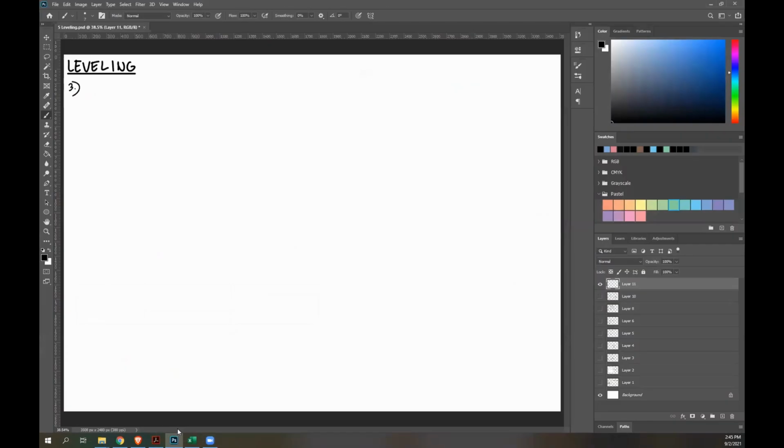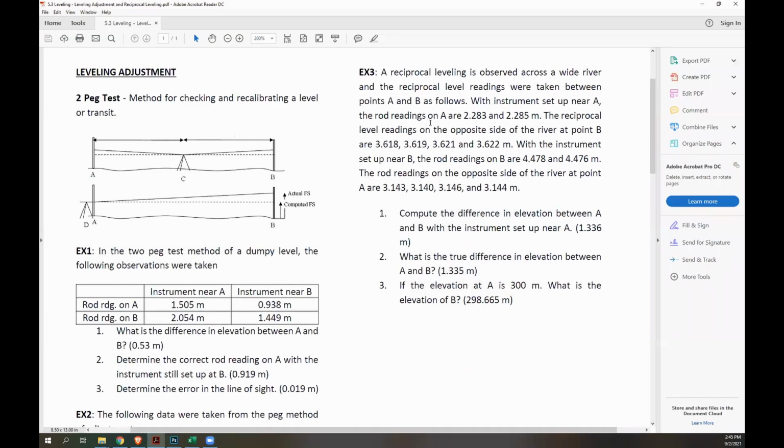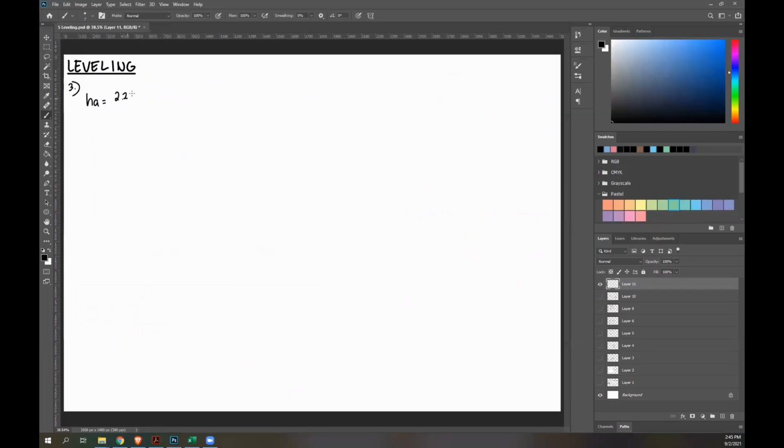Okay. So from that, I can directly get HA. I just have to get the average. So reading, because again, your instrument precise level is at A. Readings on A are this. So 2.283 plus 2.285. The average, so divided by 2, the answer is 2.284.